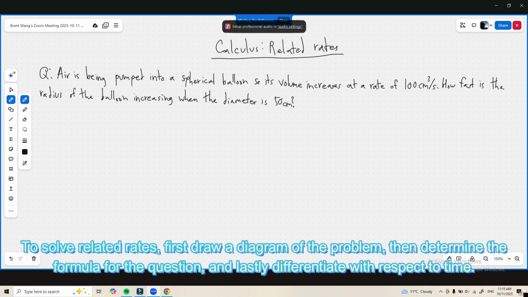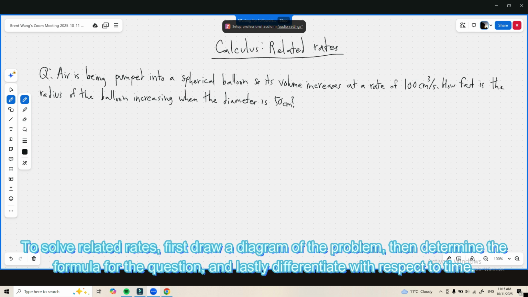Let's do some problems regarding related rates. To do related rates, you need to find the formula the question is asking about, and then differentiate that formula using implicit differentiation with respect to time. Here, I'm just going to give you a bunch of examples because this is the best way you'll learn this topic.